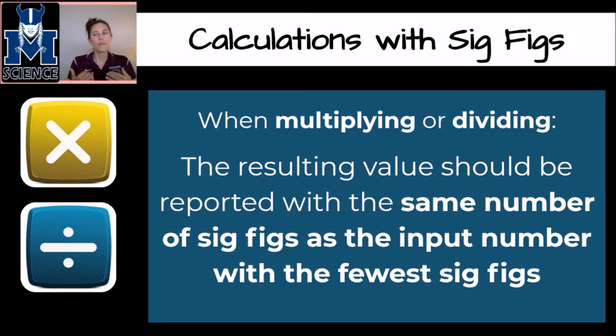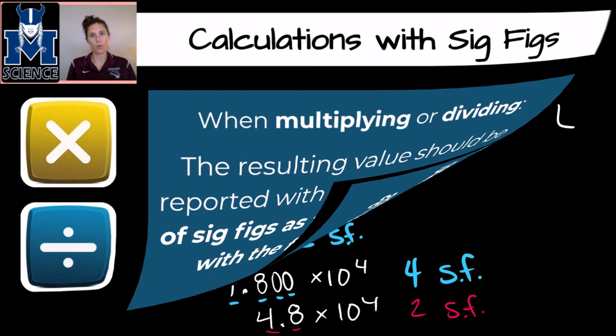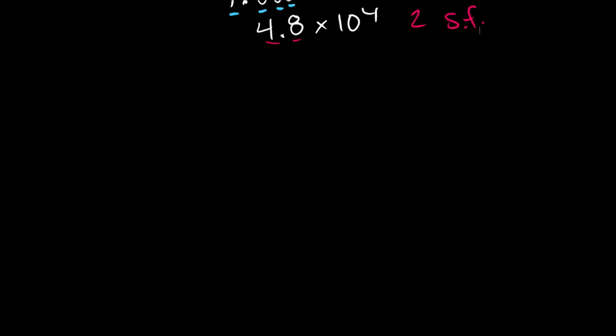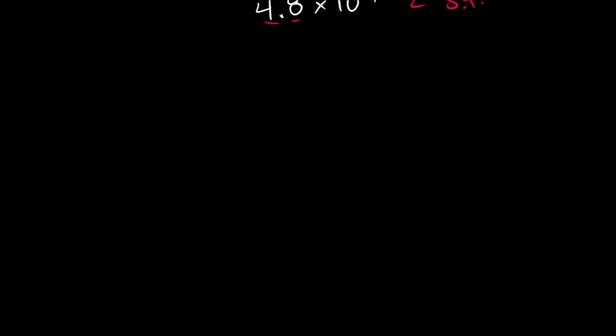Okay, so again, probably easiest to show you with some examples. Heading back to our notes page here, let's talk about what we do when we multiply together two numbers with a certain amount of sig figs.